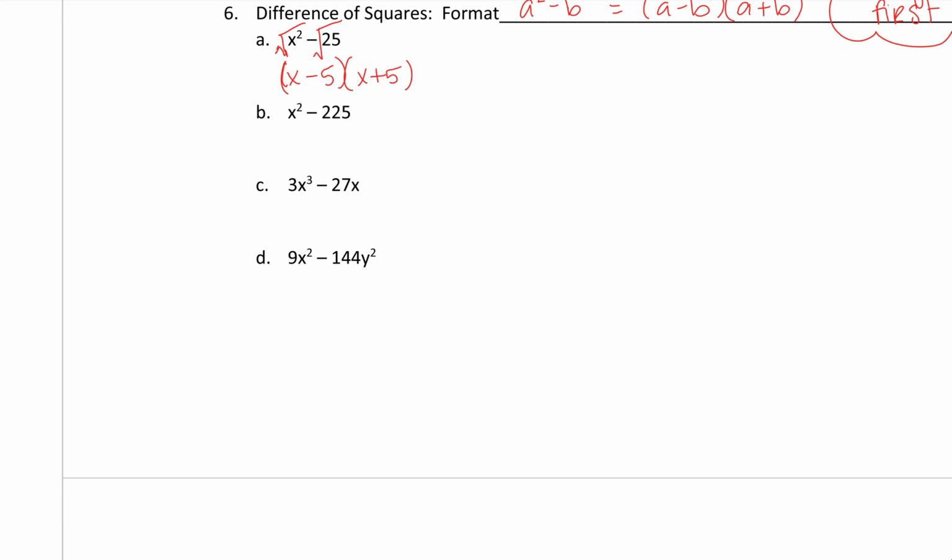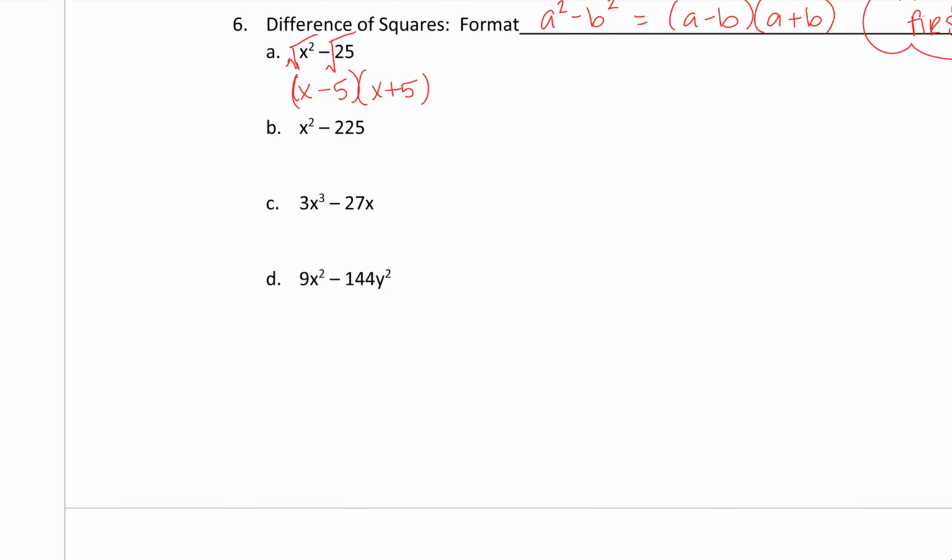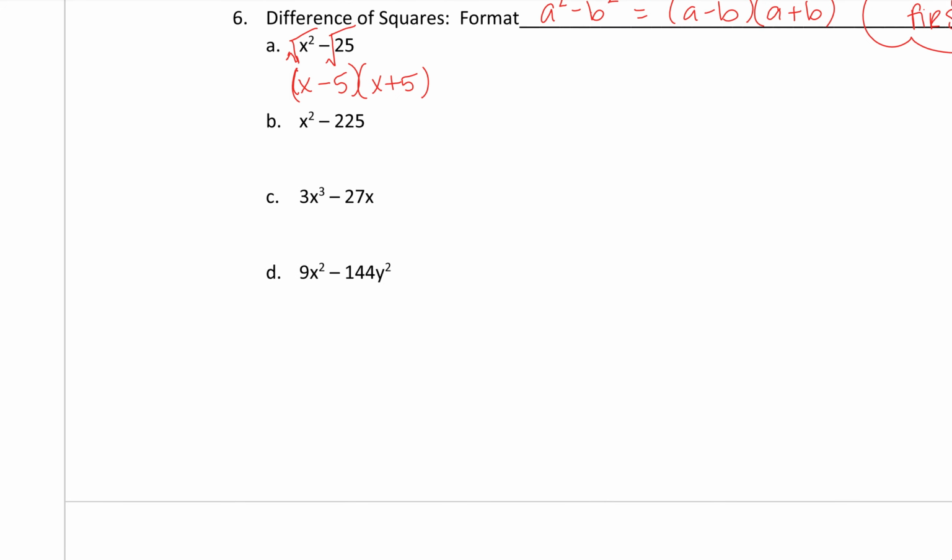All right, b, x squared minus 225. Again, I take a look. There is no GCF between them. So I'm going to take the square root of the first and second term so that I get an x minus the square root of 225, which is going to be a 15. And put my x plus 15 at the end.